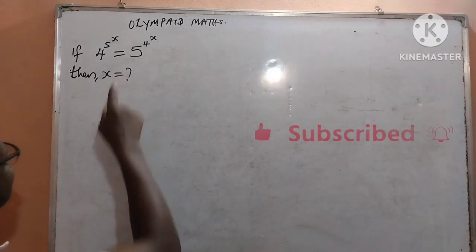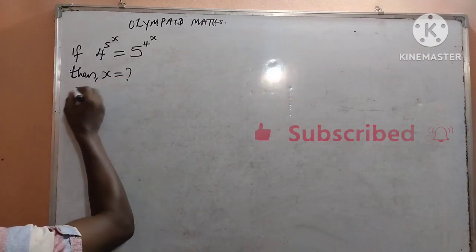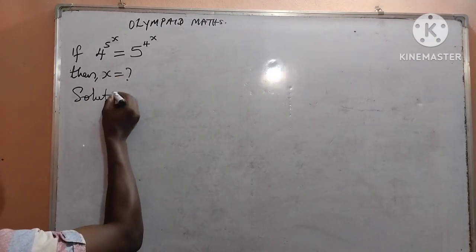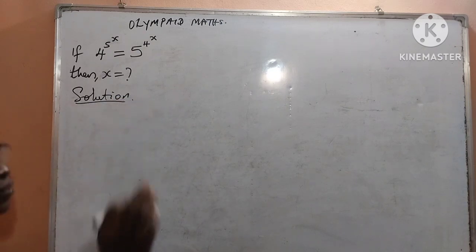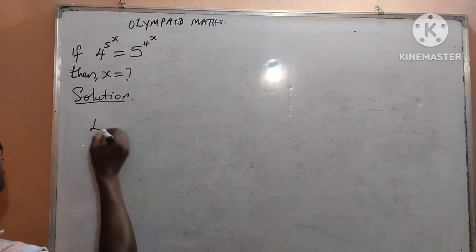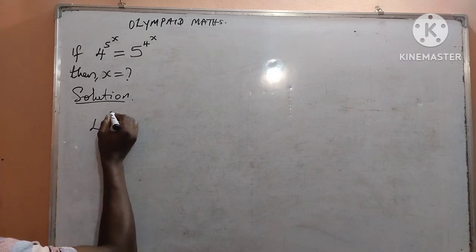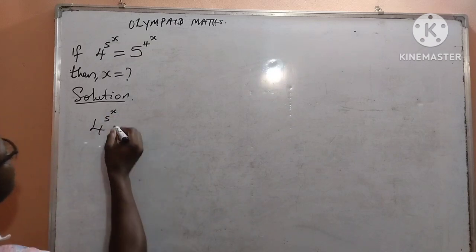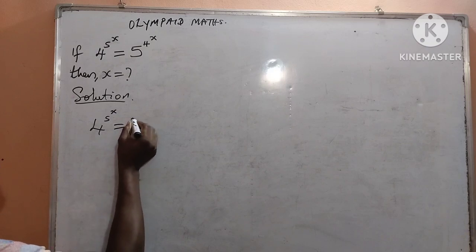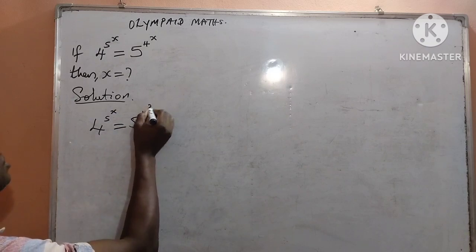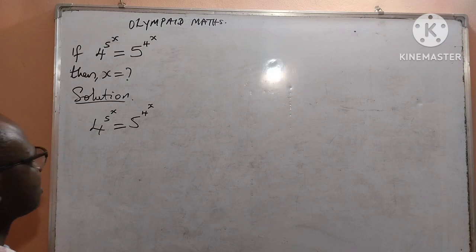Alright, let's dive in. Solution to the question on the board. We are given to solve for x when 4 raised to the power 5 raised to the power x equals 5 raised to the power 4 raised to the power x.